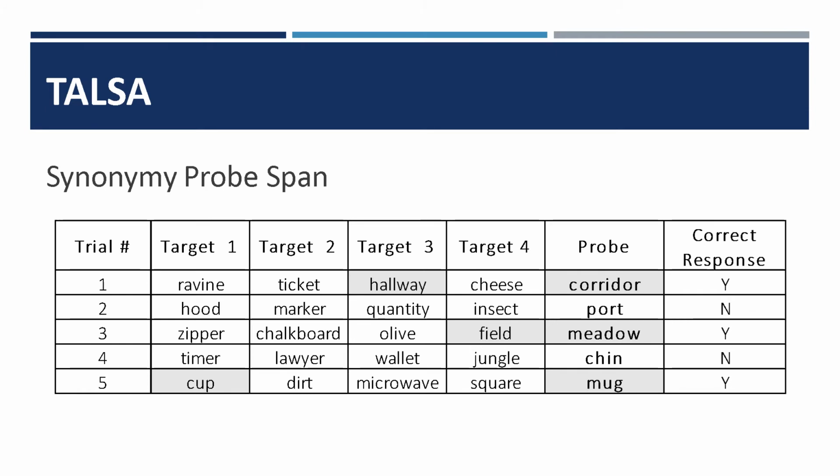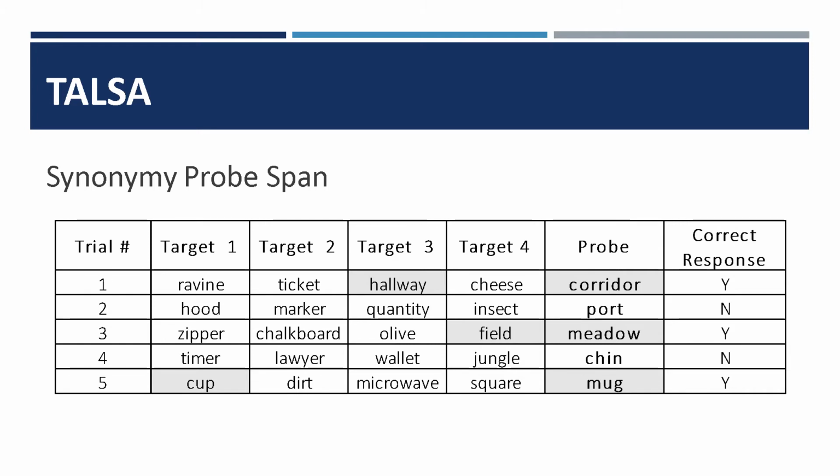A probe span is another way to assess short-term memory without the need for a verbal response. In this subtest, the patient hears a list of words. For example, ravine, ticket, hallway, cheese. After a short pause, they hear the word corridor. Their job is to indicate if they think that the last word is a synonym for any of the previous words by pointing to yes or no. In this case, the answer is yes, since hallway and corridor are synonyms.